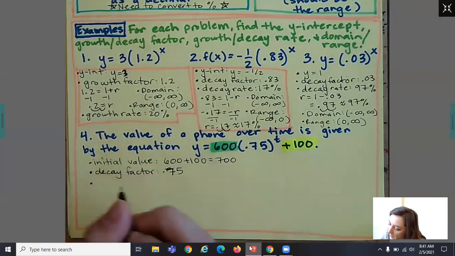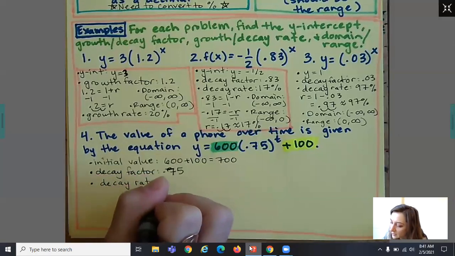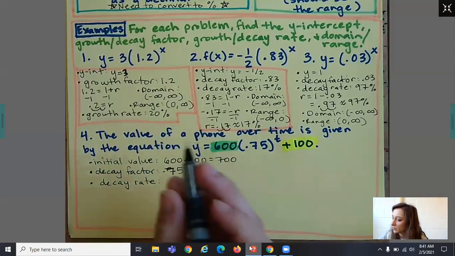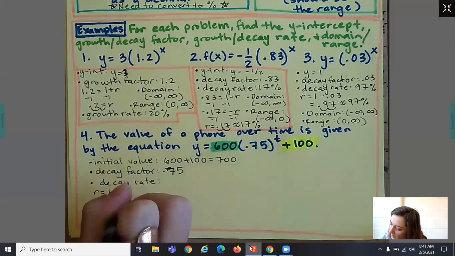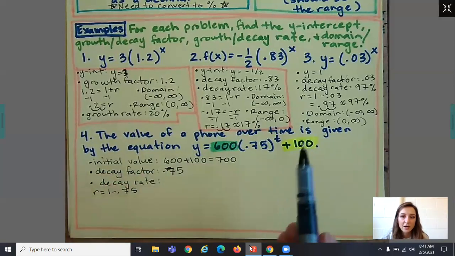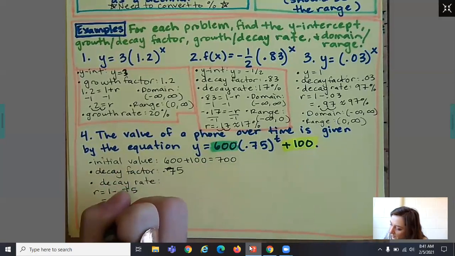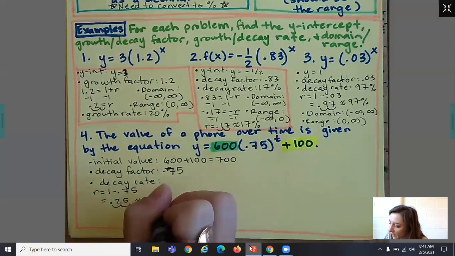Then we're going to look at the decay rate. So this is the percentage at which it is decreasing the whole time. So we are going to do r equals 1 minus 0.75. Remember, we said that we could do that trick up in this problem up here. So 1 minus 0.75 is going to give us 0.25. We're going to move the decimal to the right two, and we're going to get this percentage of 25%.